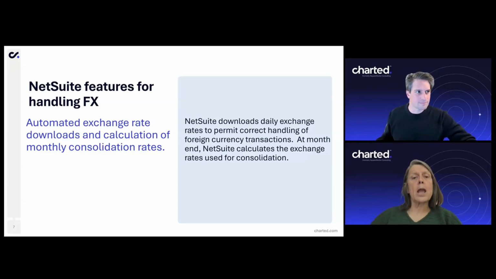You have the ability to go in and edit those exchange rates at month end. If you have a lot of them, you also have the ability to actually import those rates.